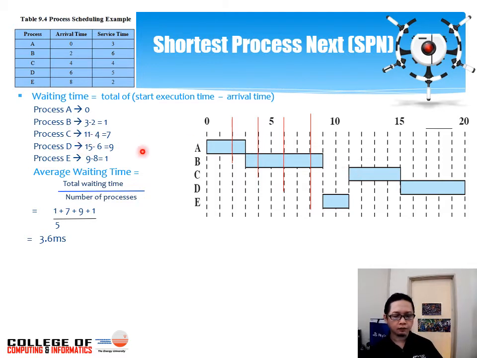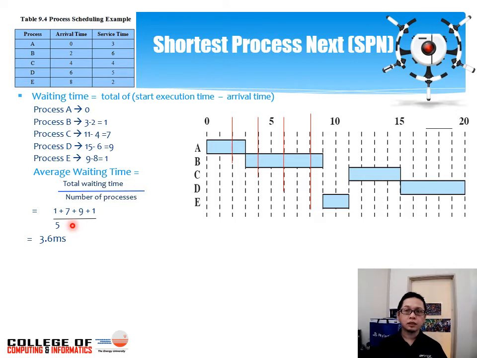Then D arrives at the 6th millisecond and gets executed at the 15th millisecond, so the waiting time is 9. While E arrives at the 8th millisecond and gets executed at the 9th millisecond, so the waiting time for E is 1. Then we calculate the total waiting time and divide by the number of processes to get the average waiting time. So 1 plus 7 plus 9 plus 1, divided by 5, we get 3.6 milliseconds. So a bit faster than how first come, first serve actually performs.